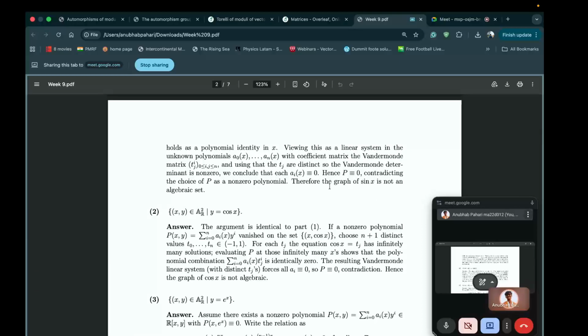Next, let us focus on this. A similar problem to what we did in the first: we have to show that the set of all (x, y) in A^2 over R, where y equals cos x, is not an algebraic set. Okay, let us try this for 5 minutes, then we can start discussing this.